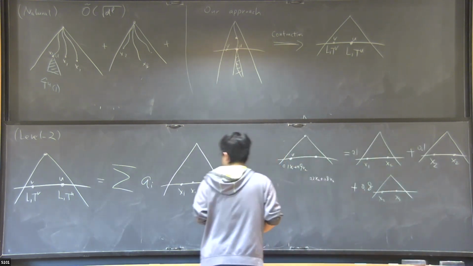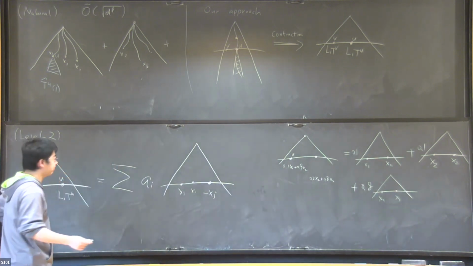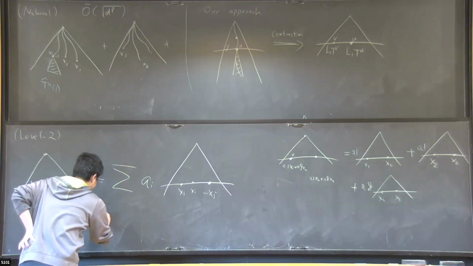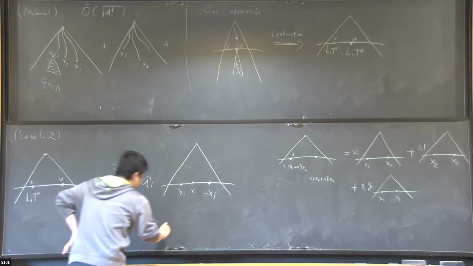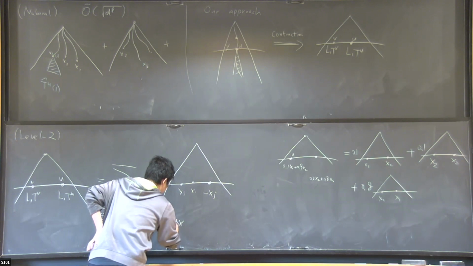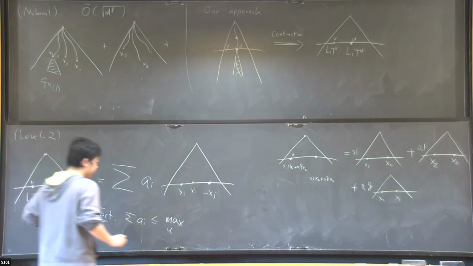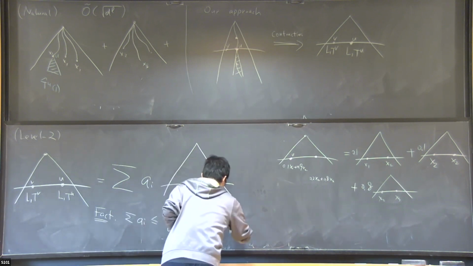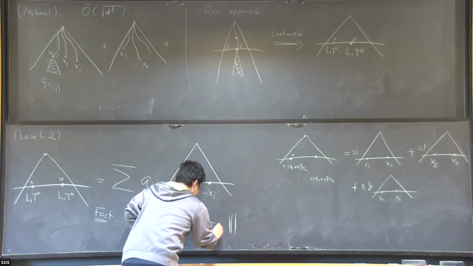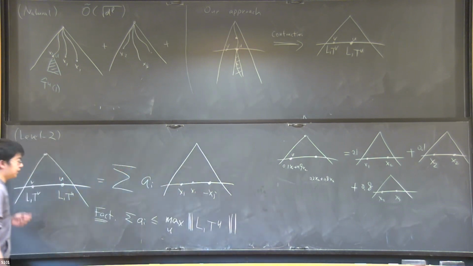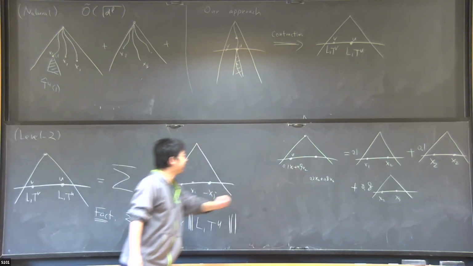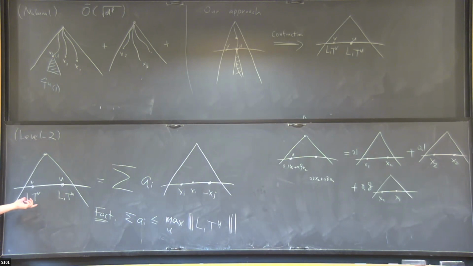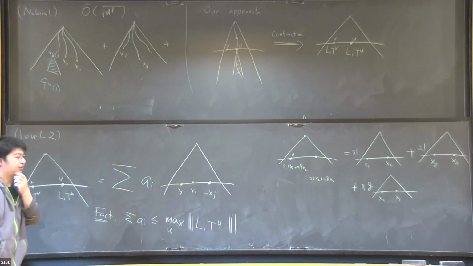So anyway, the point is that you can do it, and in addition, the sum of the a_i is at most the maximum over all the leaves at level 1 of the tree, of the subtree U. This is because the coefficients just come from the linear part, and its weight is at most that.